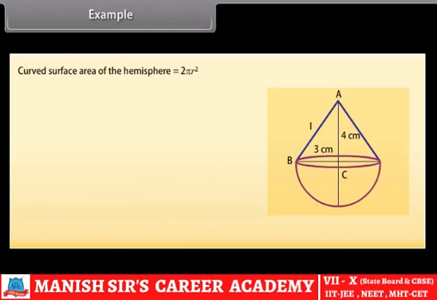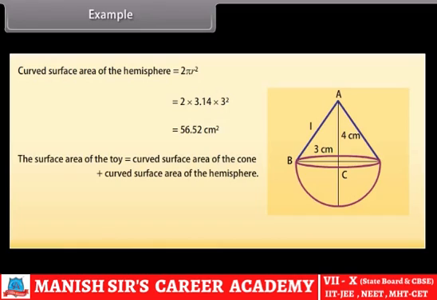Let's now find the curved surface area of the hemisphere, which is equal to 2 pi r square. So we get 2 into 3.14 into 9, which is equal to 56.52 centimeters square. Hence, the surface area of the toy is equal to the curved surface area of the cone plus the curved surface area of the hemisphere. This is equal to 47.1 plus 56.52. This gives 103.62 centimeters square.